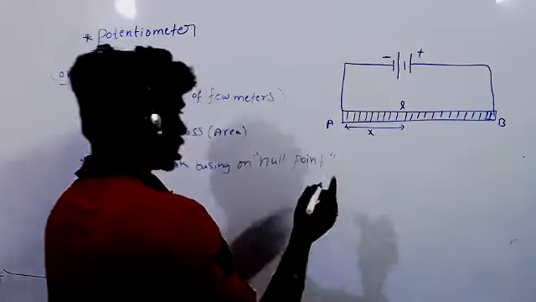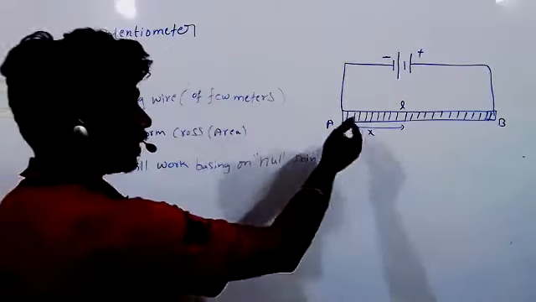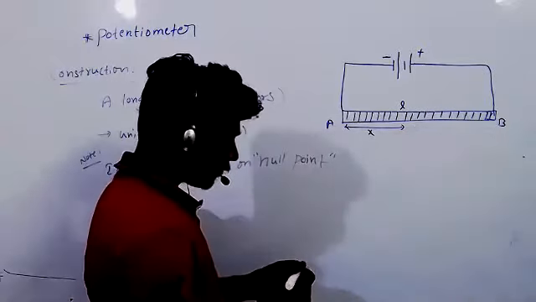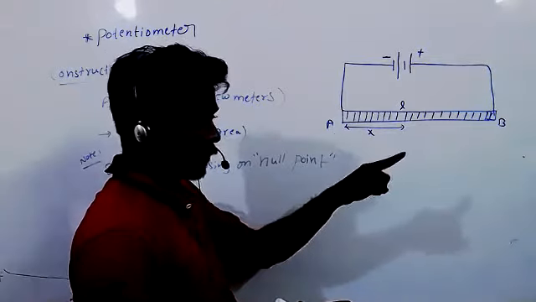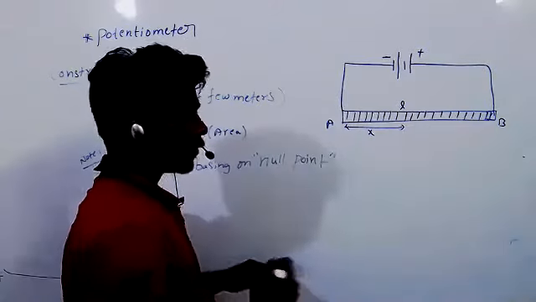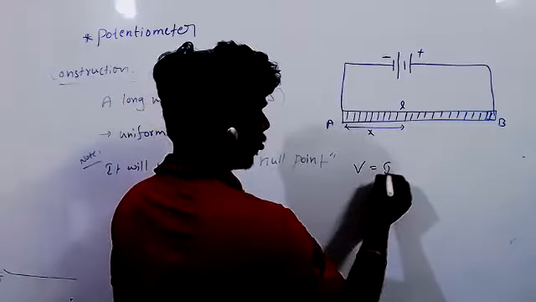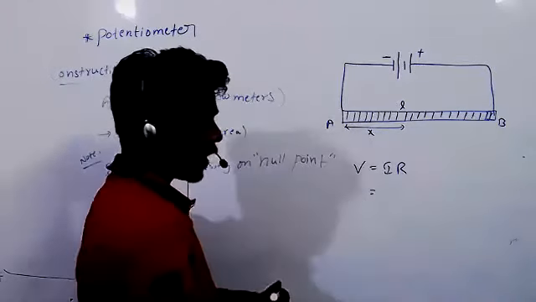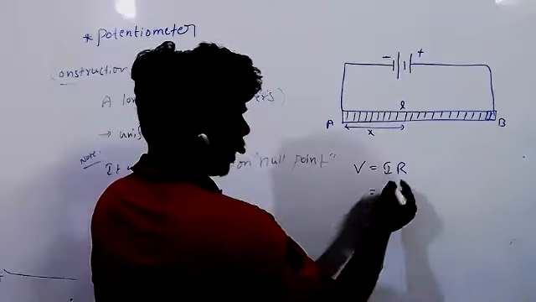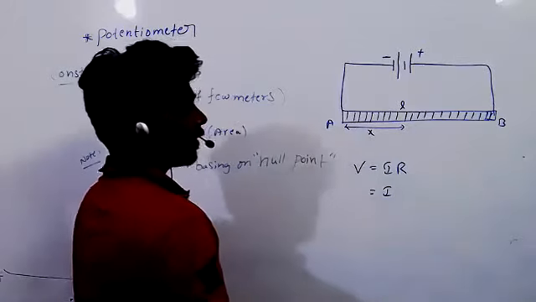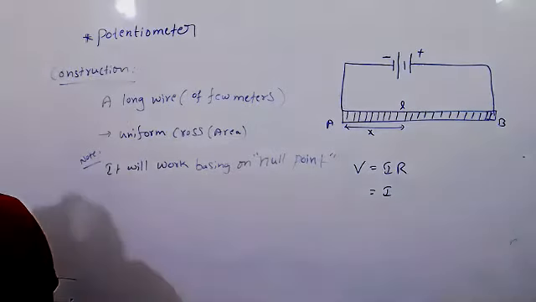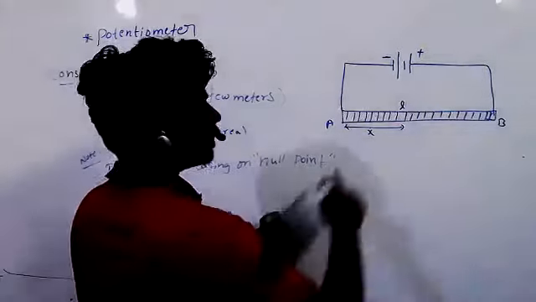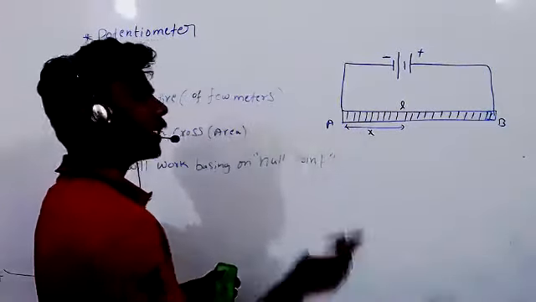First, what is the potential drop? This is the total wire, right? In that wire there will be resistance. When current is passing through that wire, there will be a potential drop, because potential drop V is equal to IR. What is the meaning of IR? I means current, R is the resistance. So when current is passing through the wire, you will get the potential drop.